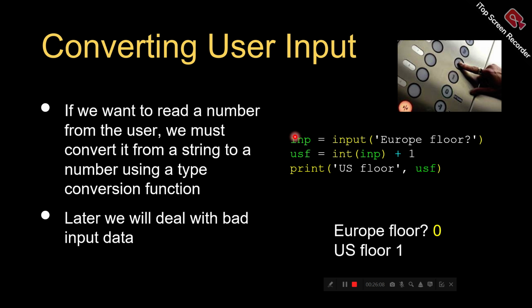Another method is to take the input first, then convert the value into an integer and use it for your further operations. If you execute these three lines, it will ask the question first. The user has provided 0 as input. The next line, 0 plus 1, is 1. Now the next execution prints user floor is 1.